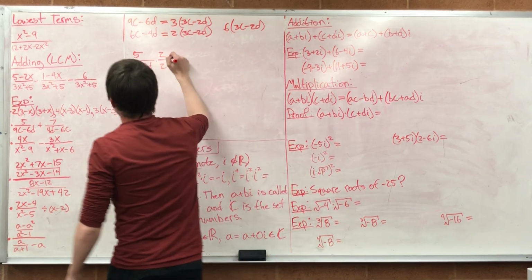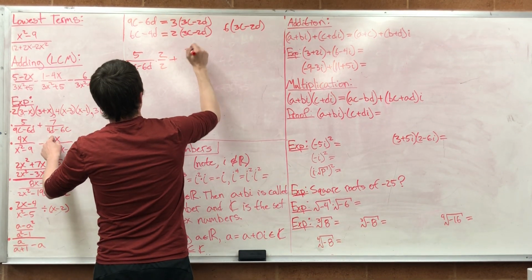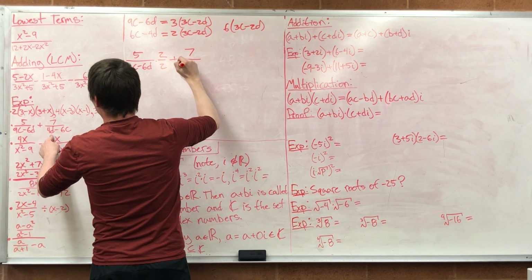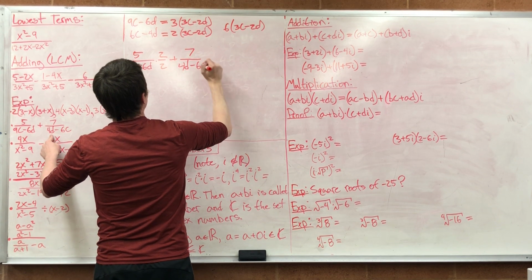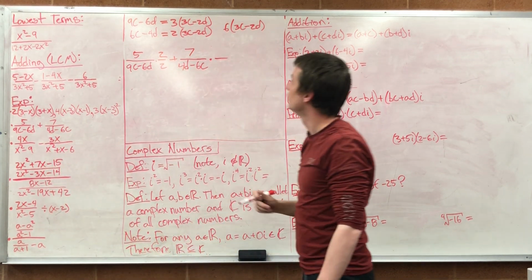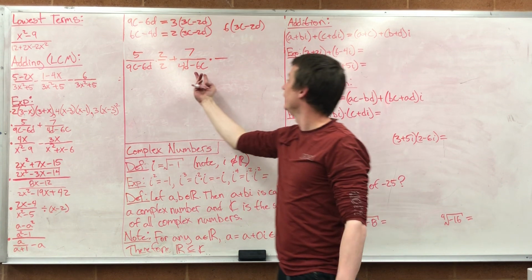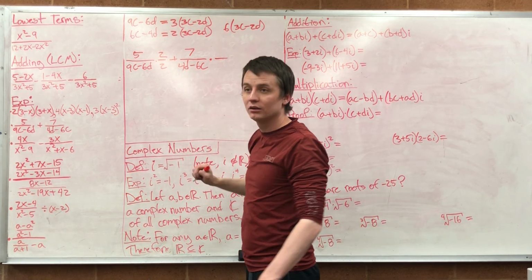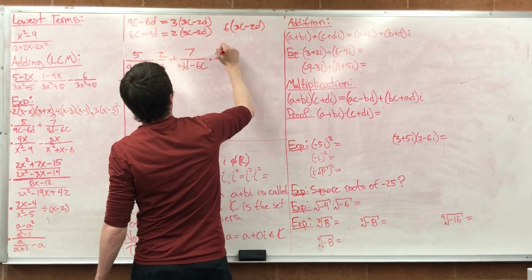Okay. Plus, for this one, we have 7 over 4d minus 6c. What do I need to multiply this one top and bottom by to get this? Well, that one's just 3. Almost. Negative 3. Negative to flip it, 3 to get it. Gotcha. So multiply this one top and bottom by minus 3.